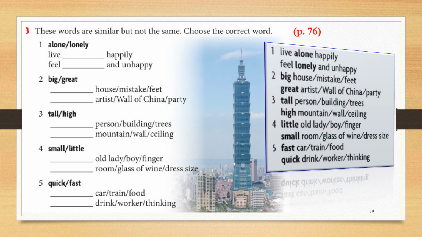Big house, big mistake, big fit. Great artist, great wall of China, great party. Tall person, tall building, tall tree. High mountains, high wall and high ceiling. You know ceiling, right? Ceiling, just something there. Okay, small and little: old lady, little boy, little finger, small moon, small glasses of wine, small dress.